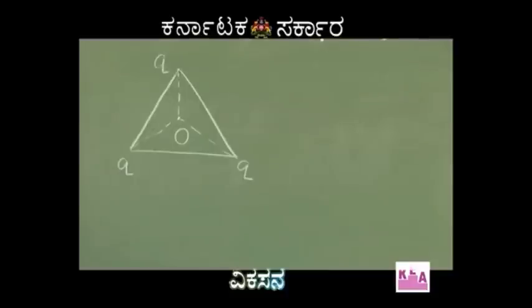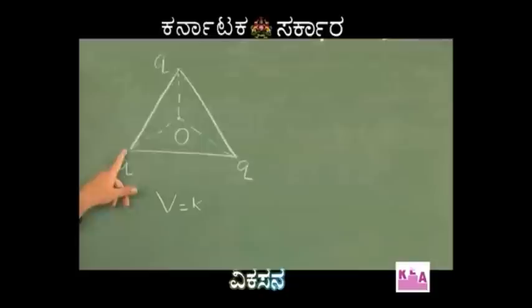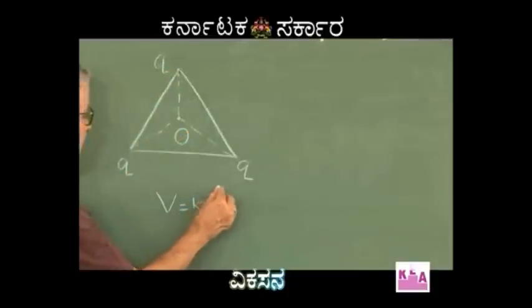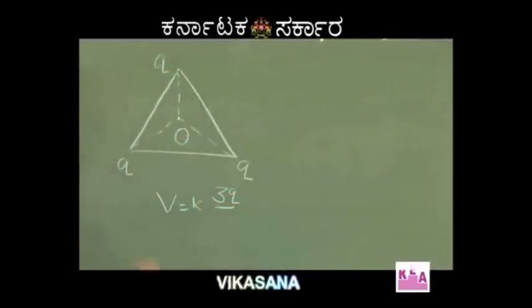Therefore, you can apply this concept, and the potential V at a point is given by K, that is 1 divided by 4 pi epsilon 0, times the algebraic sum of the charges, which is 3Q, divided by the distance. I take this distance to be equal to R. Therefore, it is 3Q divided by R.